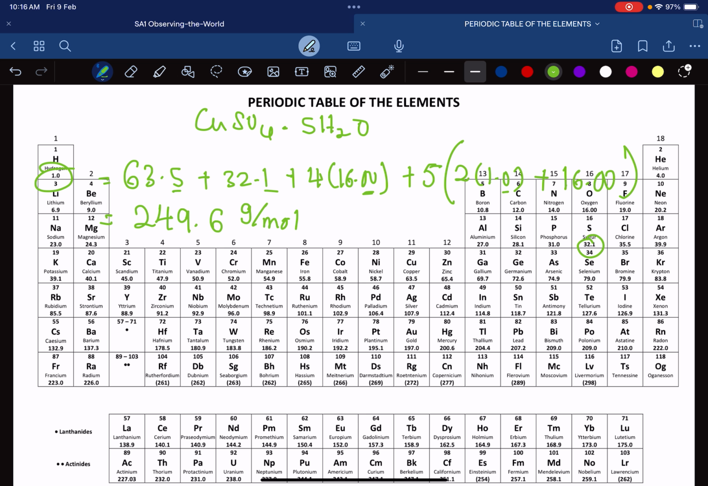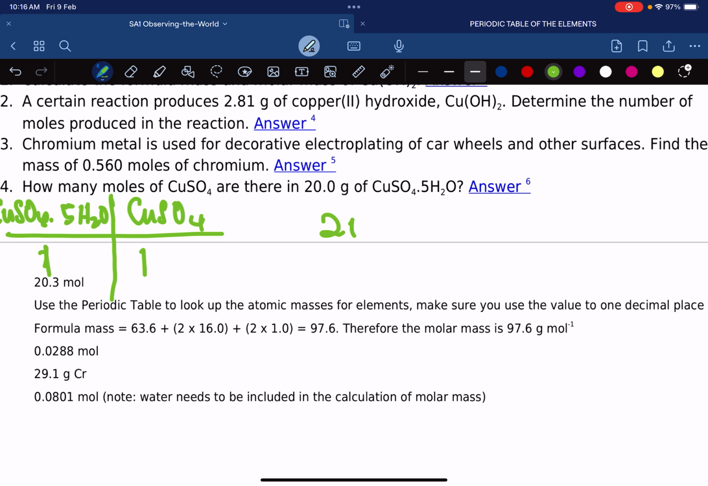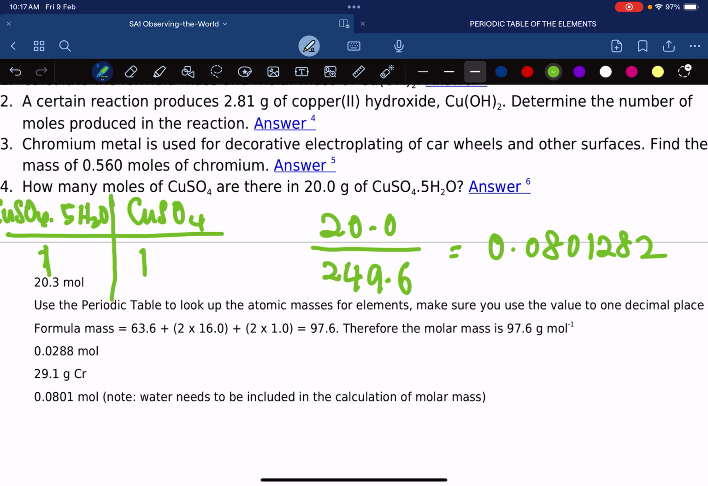249.6. Let's come back to this question again. So 20.0 divided by 249.6, what do we get? We get 0.080128. So how many significant figures? 3 significant figures, because this is 3, and so the answer will be 0.0801 mole. That's the answer.